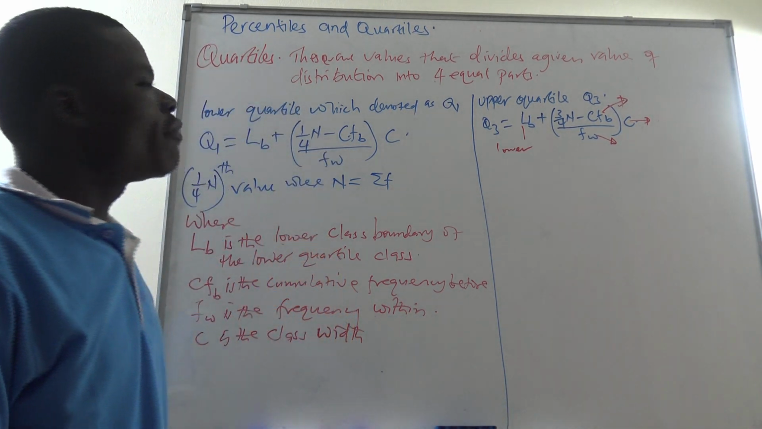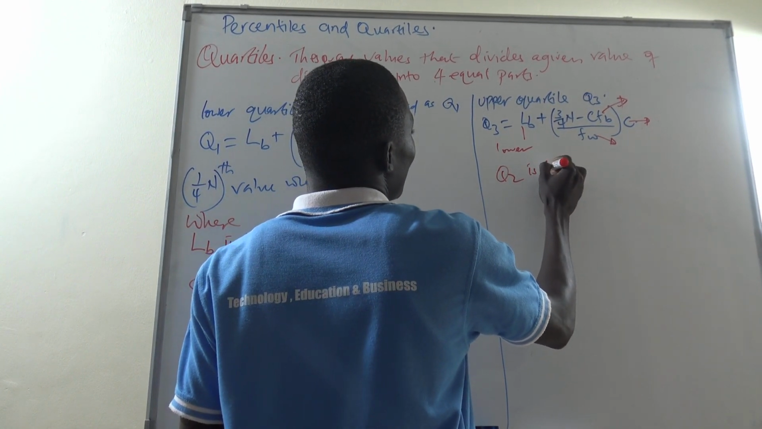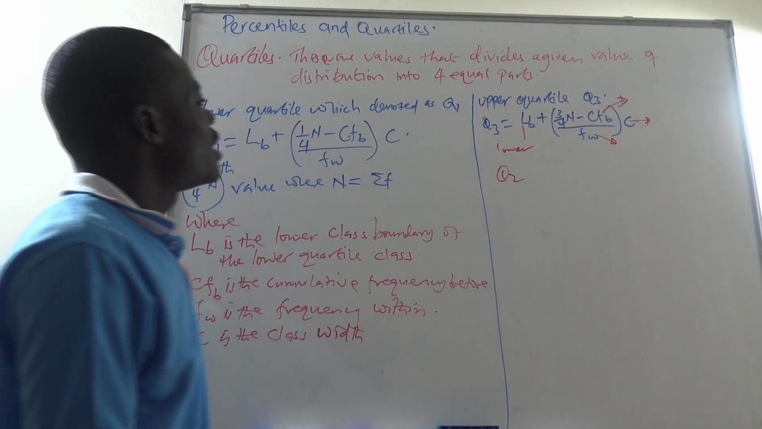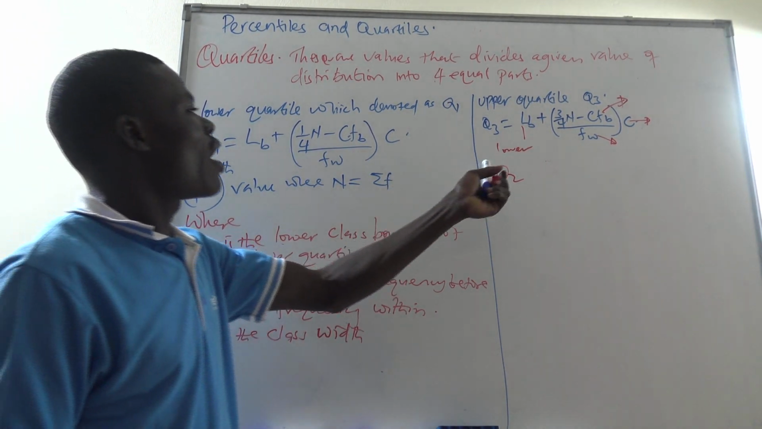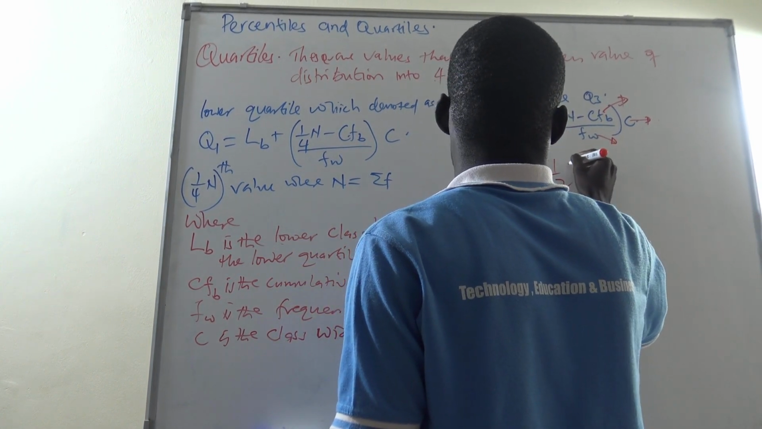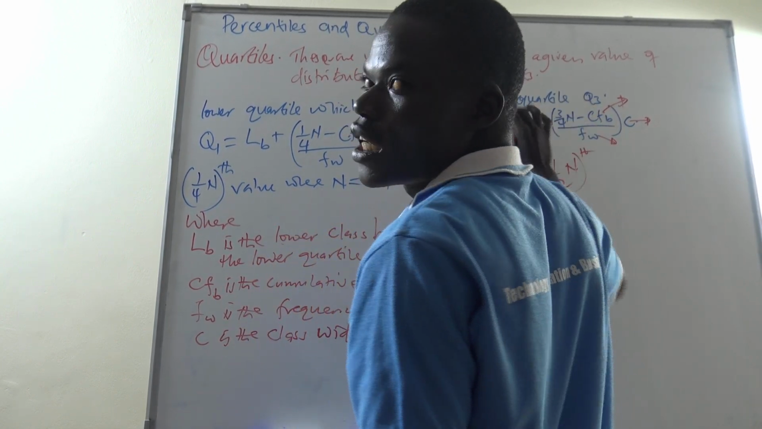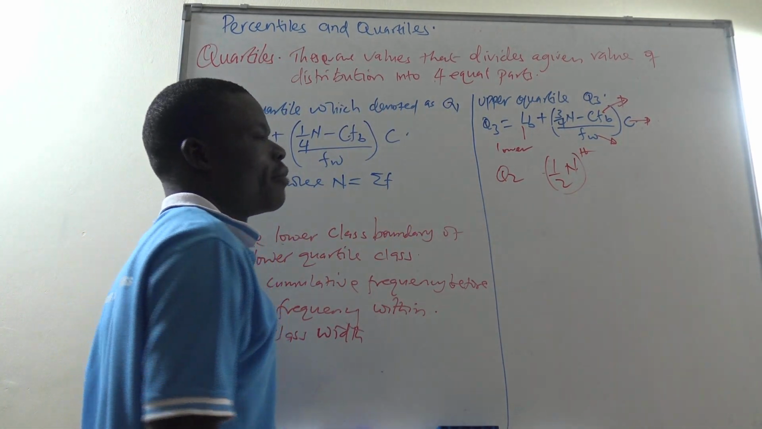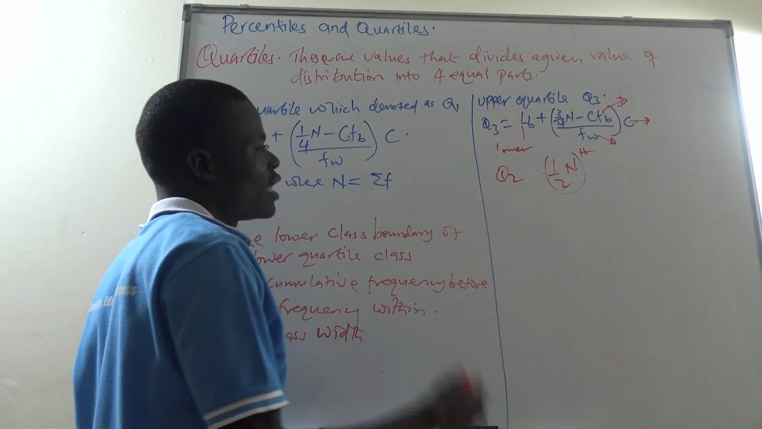Then you have the second quartile, which is Q2. This one is defined as the semi-quartile, and you get it from a half of N. After getting a half of N's value, you substitute in your formula, and you get the semi-quartile, which is the second quartile.